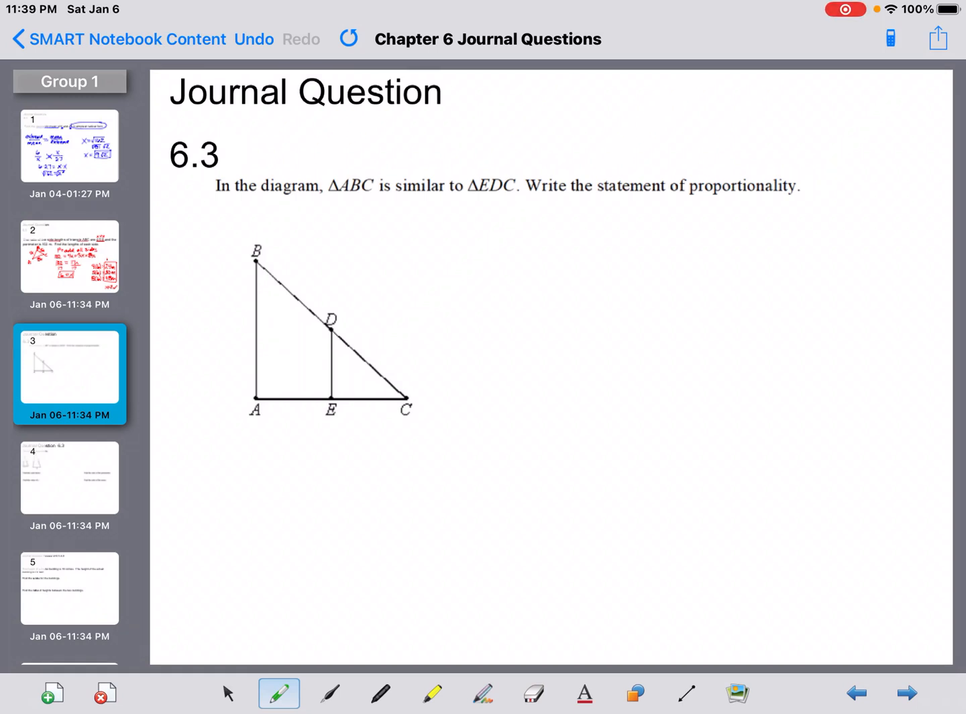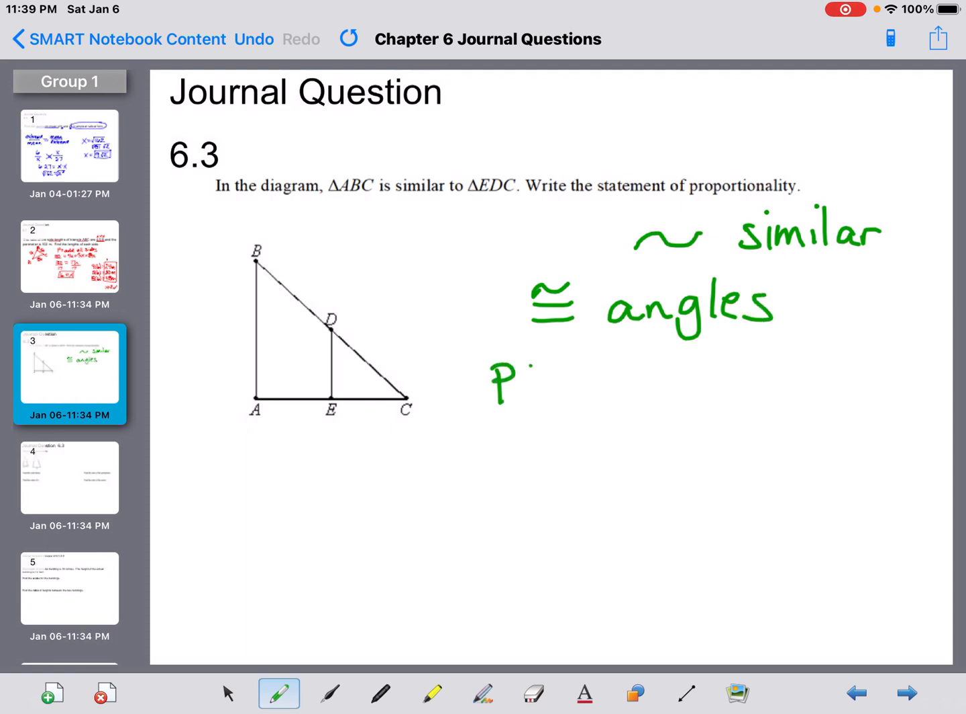This journal question comes from 6.3. In 6.3, we talked about similar triangles. We talked about that symbol, this squiggle, which means similar. And we talked about the very main concept of similar triangles, where there are always congruent angles and proportional sides. So that's something to remember all the time about similar figures: congruent angles and proportional sides.